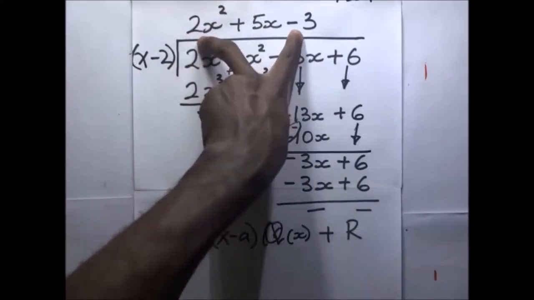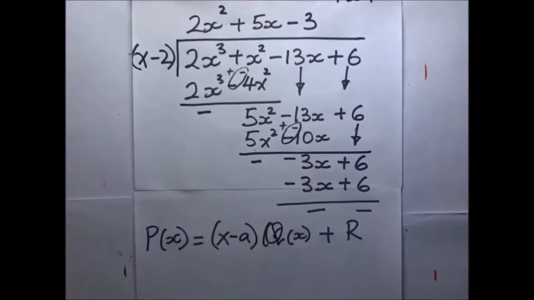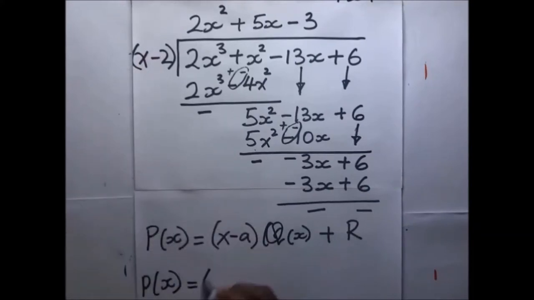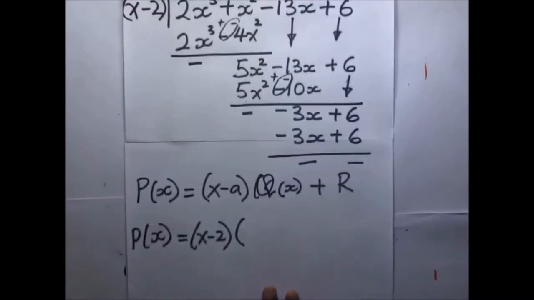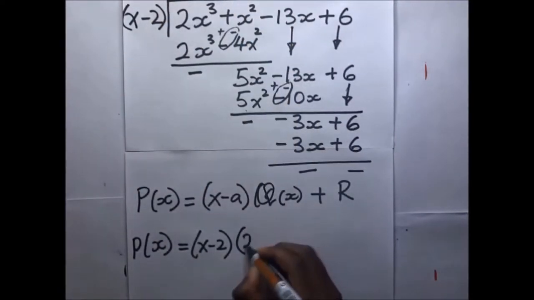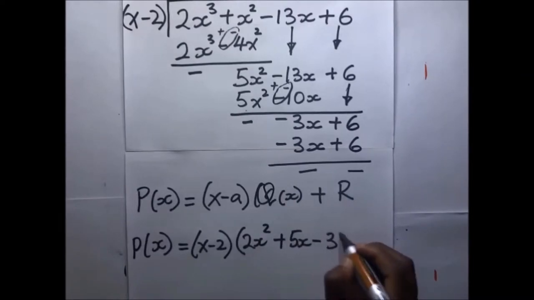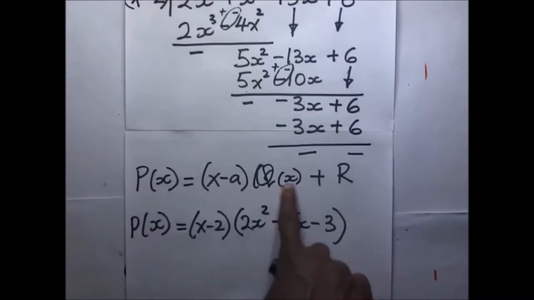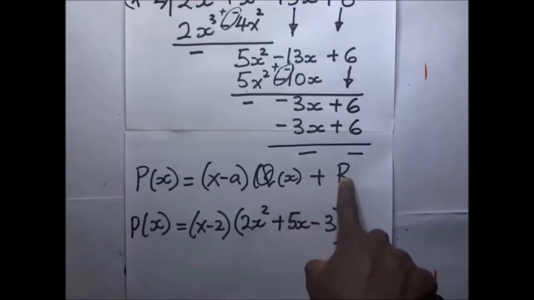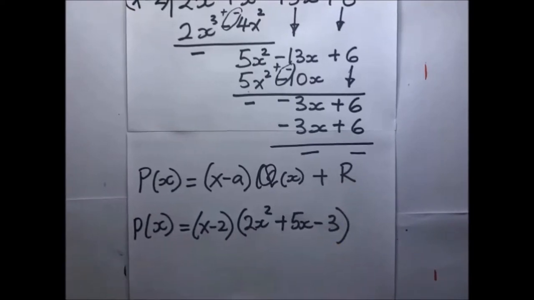we're supposed to simply prime factorize this, because this becomes P of x is going to be equal to x minus a, we have x minus 2. Multiply that by the quotient, which is 2x squared plus 5x minus 3. Now, the remainder is 0 plus r. Our r is 0 because these are factors, so even if we don't include it. So to get other factors, we simply need to factorize this quadratic equation.